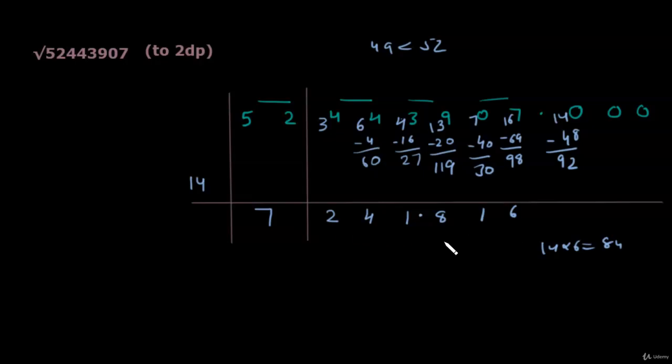So the rounded value for this answer is 0.82, because the next number after the 1 is 6, which is more than 5. So the rounded value will be 7241.82. So the square root of this number up to 2 decimal places is 7241.82. This is how we can find square roots of non-perfect square numbers.